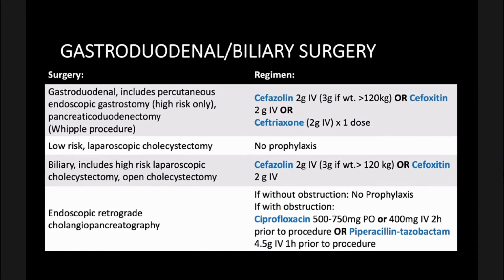So what do you mean when you have low-risk lap chole? Patients who have cholecystitis, that's high risk. Diabetic patients, high risk. Otherwise, asymptomatic gallbladder disease, they're considered low risk. Young patients with no comorbidities, that's considered low risk. ERCP, endoscopic retrograde cholangiopancreatography, you can give ciprofloxacin and piperacillin.